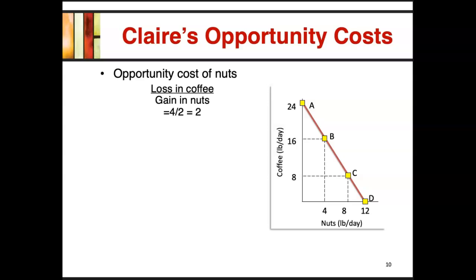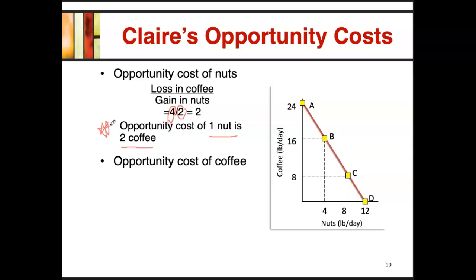We know that in an hour she can produce 4 pounds of coffee. So that is the loss in coffee, what she's given up in order to use that 1 hour to produce nuts. And we know that in an hour she can produce 2 pounds of nuts, so she gains 2 pounds of nuts. So the opportunity cost of producing 1 pound of nuts is 2 pounds of coffee. That is how we calculate the opportunity cost in terms of her productivity. She needs to give up 2 pounds of coffee in order to produce 1 pound of nuts. That is the whole point of opportunity cost.